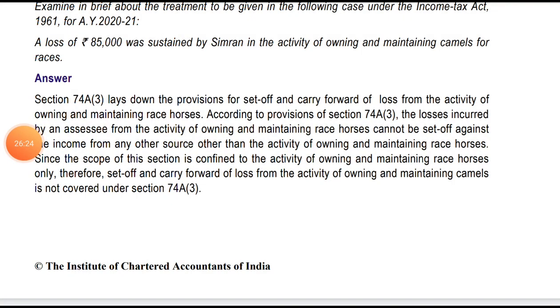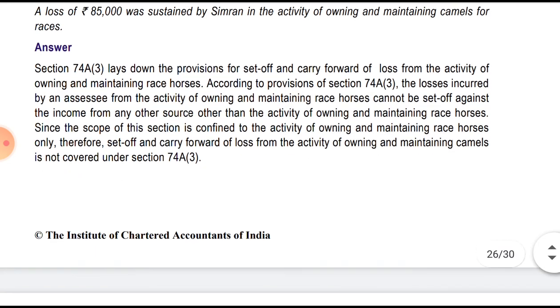Section 74A(3) lays down the provision of the set off and the carry forward of the losses of an activity of owning and maintaining of horse races. Accordingly, under the provision of section 74A(3), the loss incurred by an assessee in an activity of owning and maintaining of the horse race cannot be set off against any income other than the owning and maintaining of the horse races. Since the scope of this section is confined to owning and maintaining race horses only, the set off and the carry forward of the activity of the owning and maintenance of the camel is not covered. So camel is not covered under 74A(3).